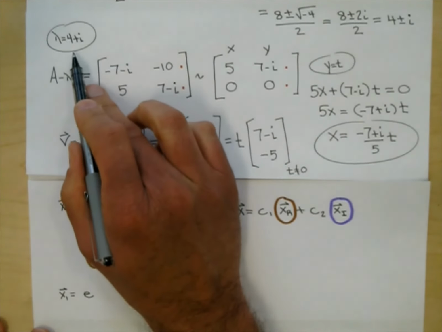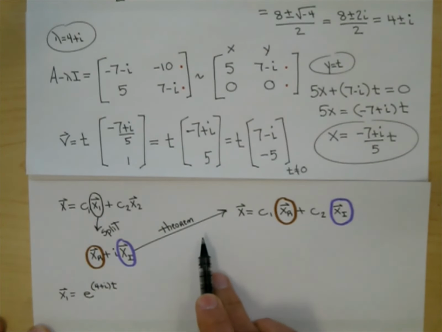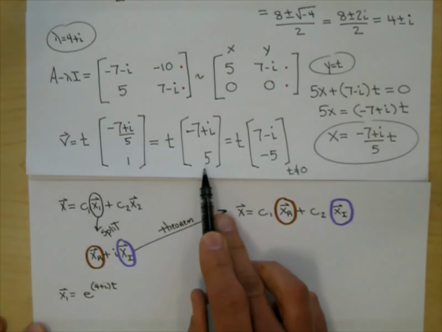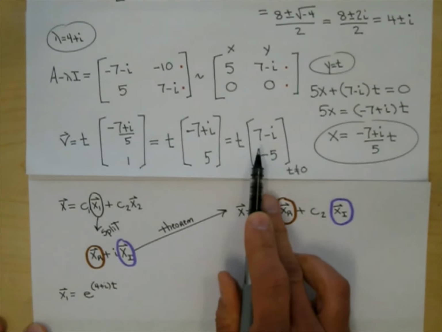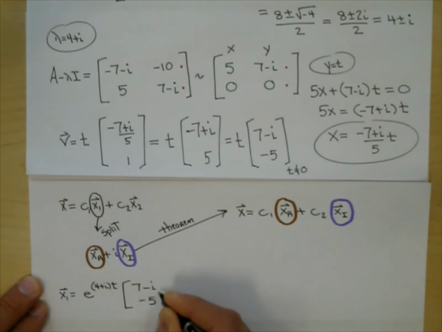To the 4 plus i times t. So quantity 4 plus i times t, and then times one of the eigenvectors. It could be this one right here, but I'm going to go ahead and use the one that says 7 minus i. So it looks like this: 7 minus i, and then we have negative 5.